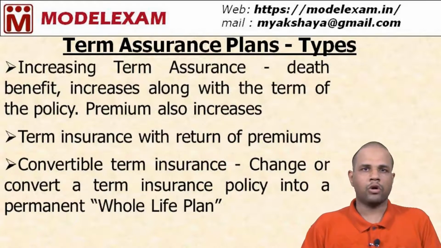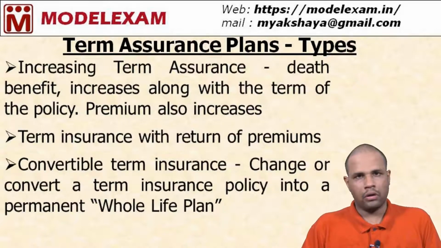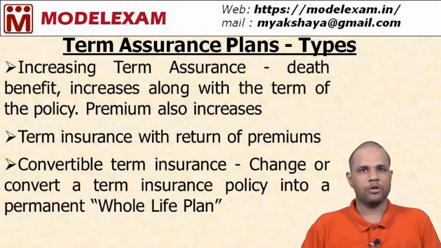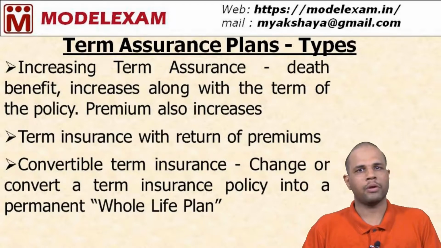Here we have one more type of term insurance. We call it term insurance with return of premiums. In the true form of term insurance, premiums are not repayable, but in term insurance with return of premiums, once the term is over, if nothing happens to the insured and he survives the term, then the entire premium paid by the insured is repaid back. That is what we call term insurance with return of premiums. Of course, here the premiums are higher than normal term insurance policies.